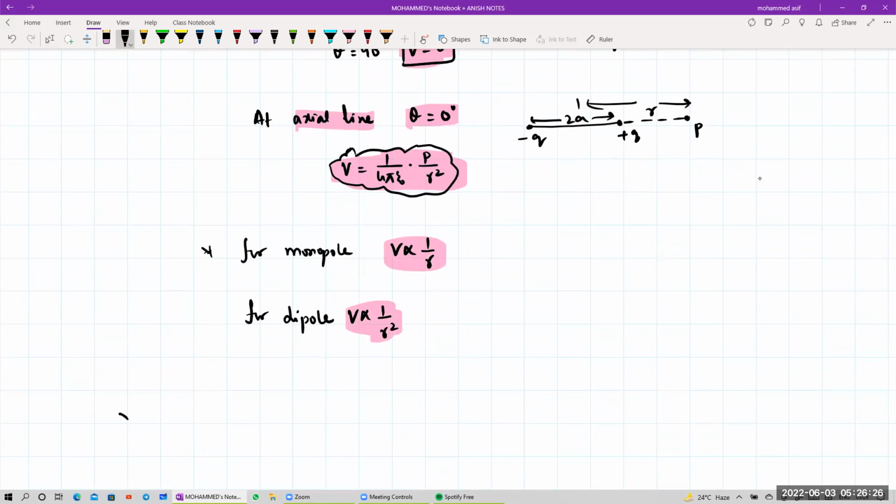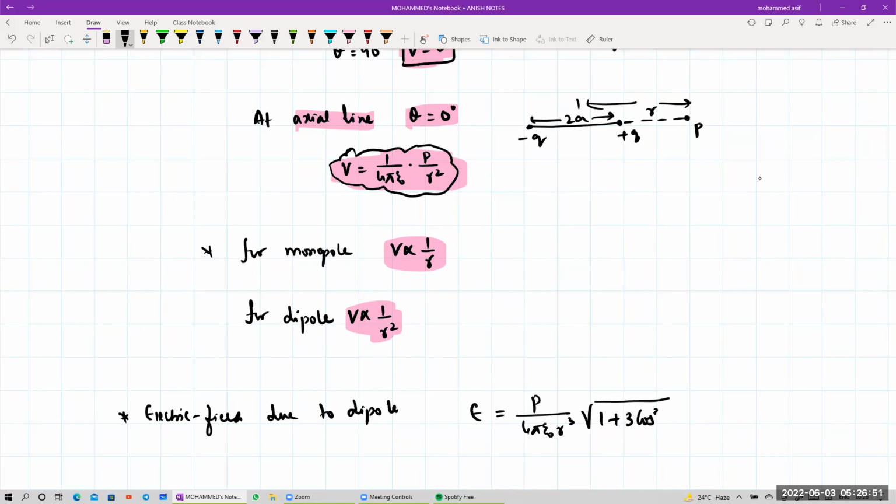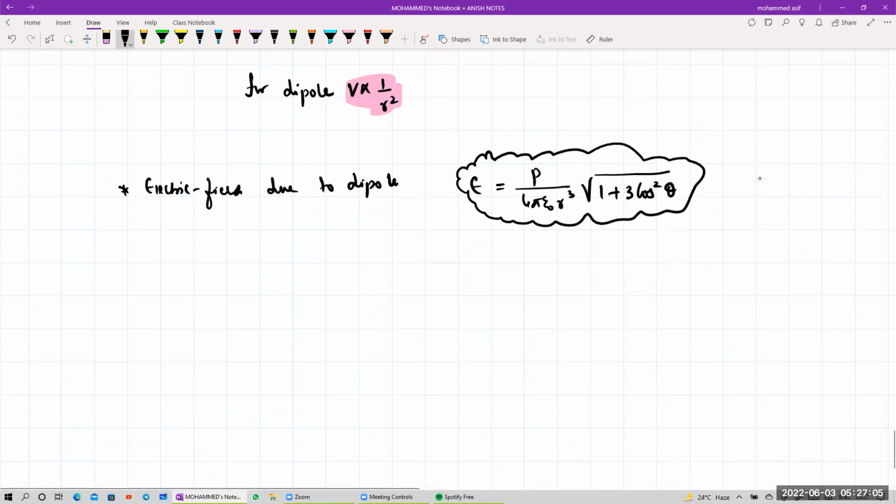Clear? In the same way, if I'm talking about the electric field due to a dipole, the general formula at any point is E equals P by 4 pi epsilon naught R cube into under root of 1 plus 3 cos square theta. Very important formula. So the electric field at any point due to a dipole is calculated by the formula E equals 1 by 4 pi epsilon naught P by R cube under root of 1 plus 3 cos square theta.